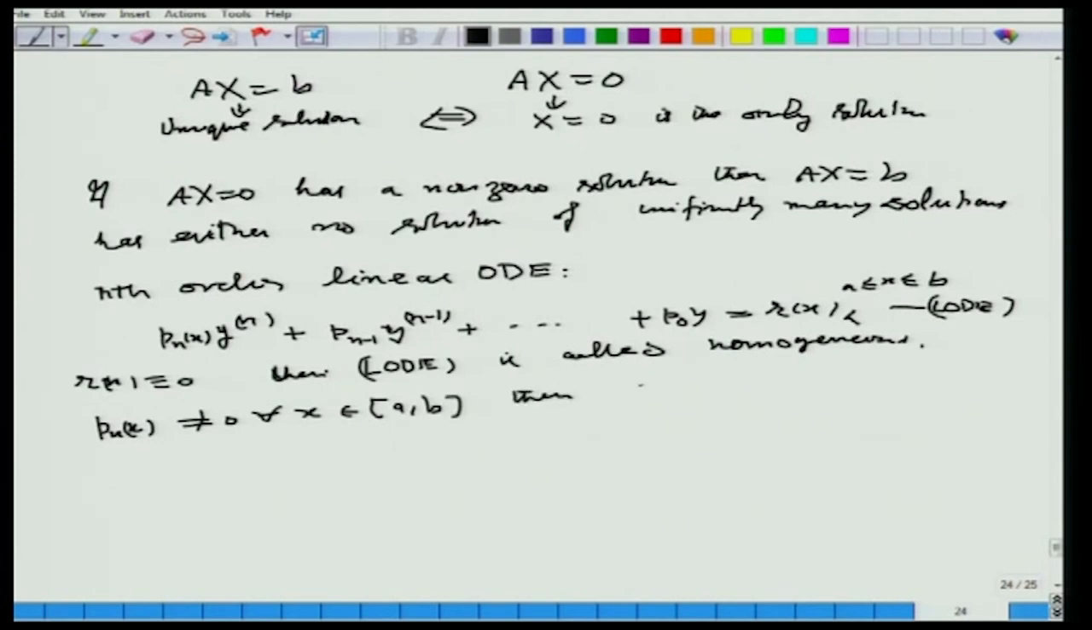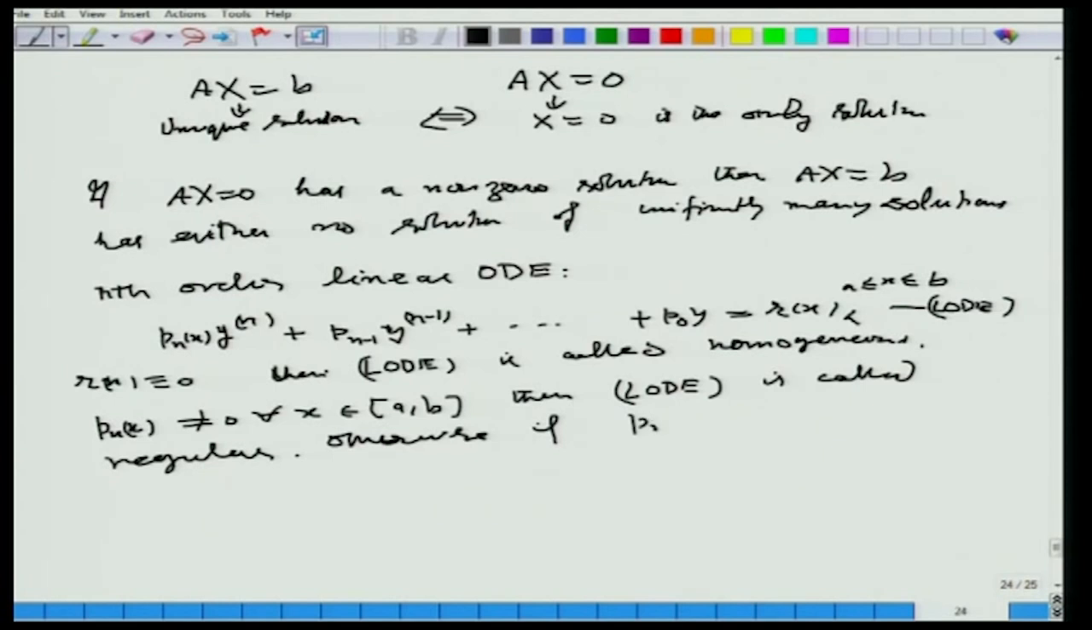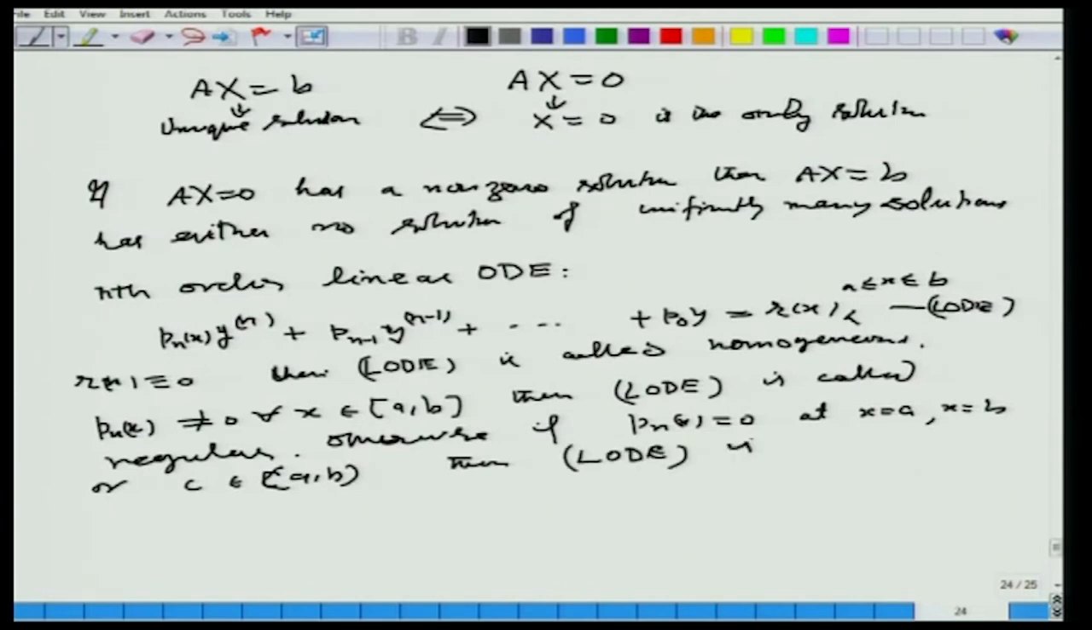then the linear nth order ODE (LODE) given here is called regular. Otherwise, if p_n(x) is 0 at x equal to a, x equal to b, or for any c in the open interval (a, b), then the LODE is called singular.